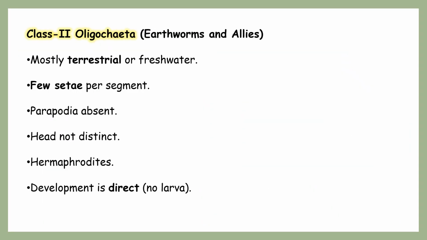Now moving to class 2 Oligochaeta, like earthworms, which we can observe. That type of category comes under Oligochaeta. Most of them are terrestrial, but some of them are freshwater forms. Few setae are present per segment. Parapodia are completely absent. The head is not as distinct compared to the previous class. Oligochaetes are hermaphrodites, and the development is direct, meaning no larval form is present in this class.